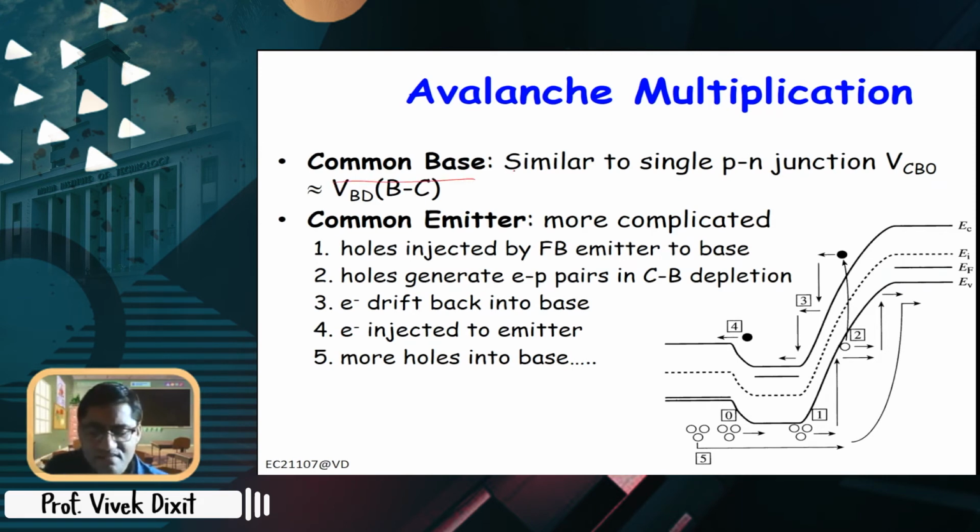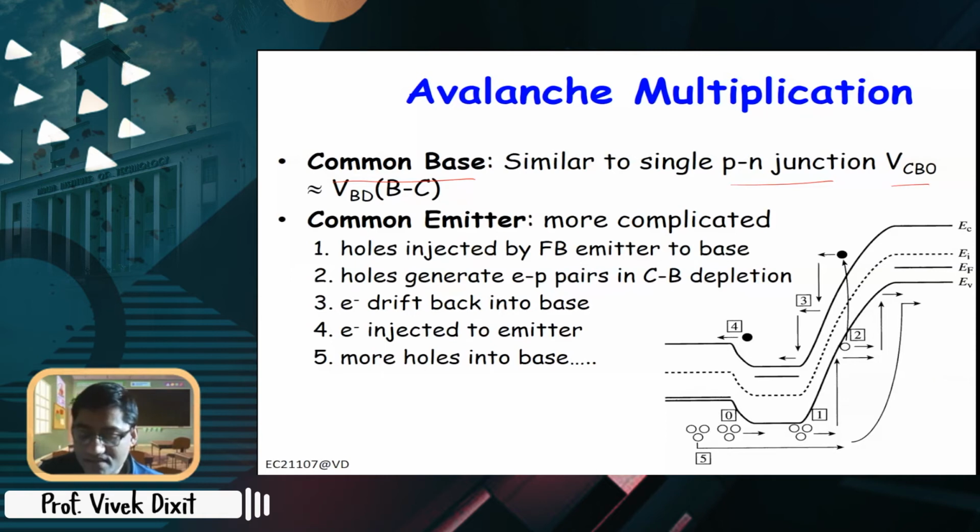For common base, it is very similar to the single PN junction, and we have a breakdown voltage called VCBO. For common emitter, there is an amplification factor involved. If you look at a normal reverse bias, some minority carriers from each side will cross over the junction. If the field is higher, they will get multiplied.